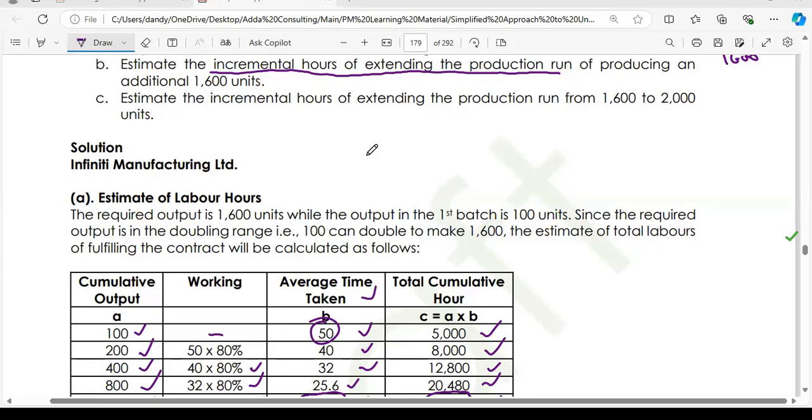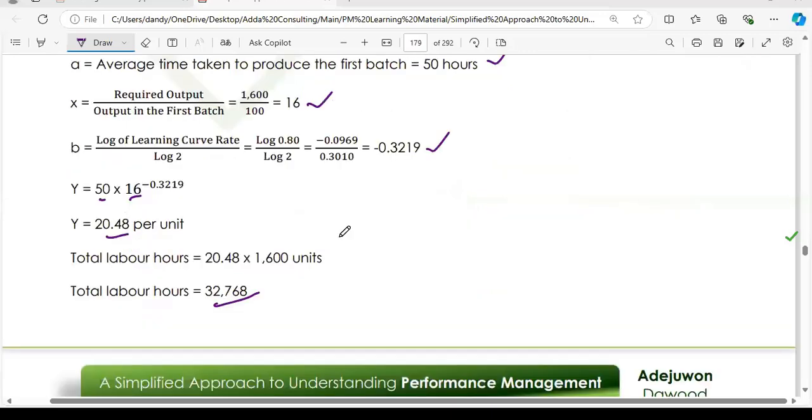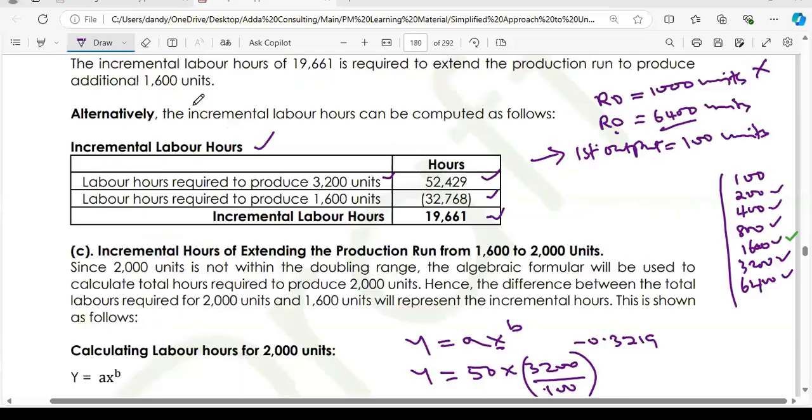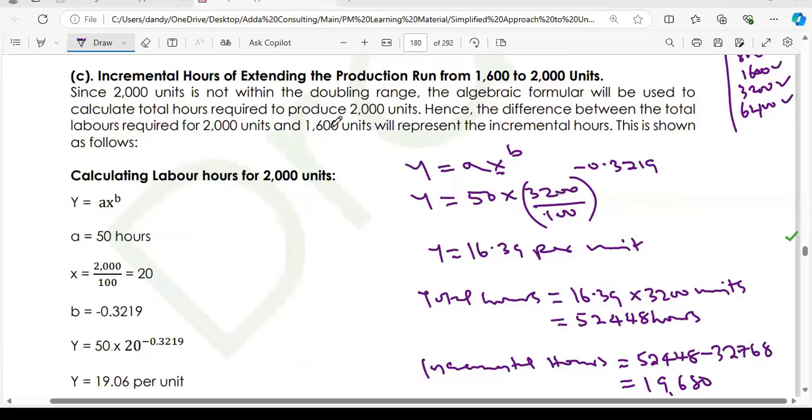algebraic method. So the first thing you need to do is to compute the total hours to produce the 2,000 units. Then you less the total hours to produce 1,600 units. The difference will give you the incremental hours. Since 2,000 units is not within the doubling range, the algebraic formula will be used to calculate total hours required to produce the 2,000 units.